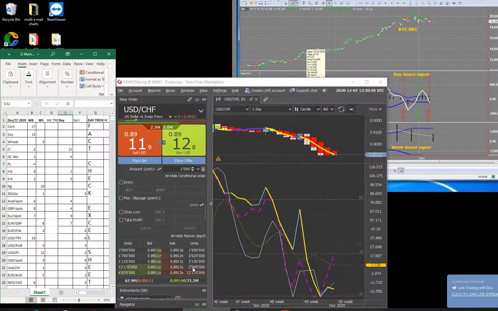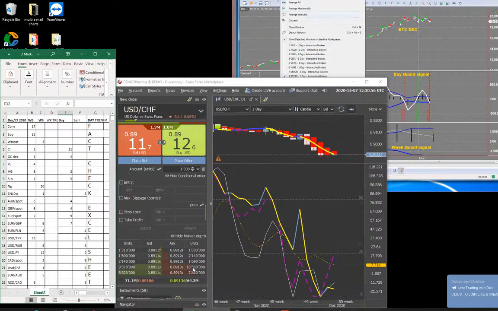Okay. Let's move over to, let's see. So that was Friday, right? Yeah, that's Friday right there. That's the close in a sell. Let's go to the currencies.